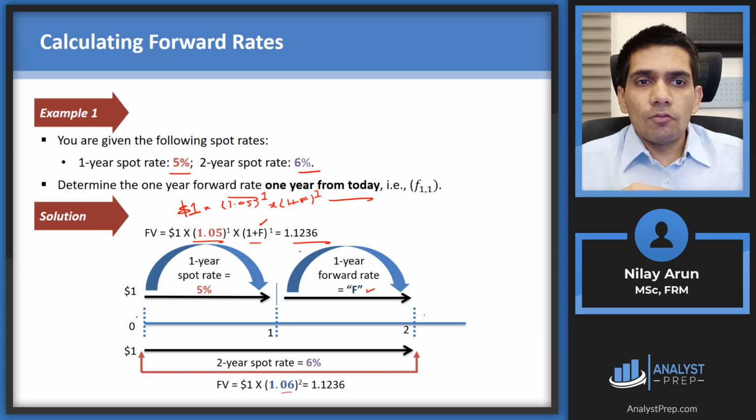Take 1.05 into the denominator here. That will give you 1 plus F. From that, subtract the 1, and that will give you this value, which is 7.0095. So that's all that you need to do.